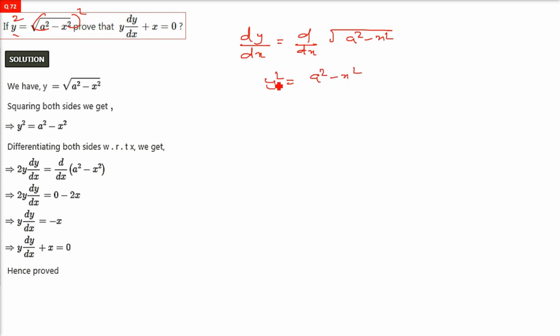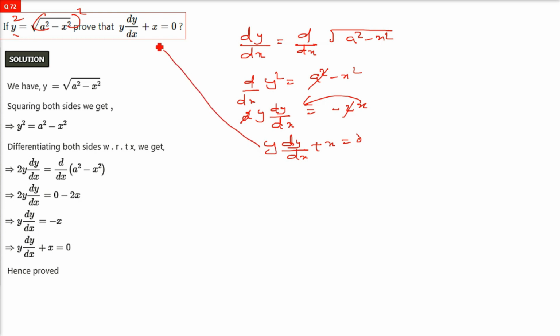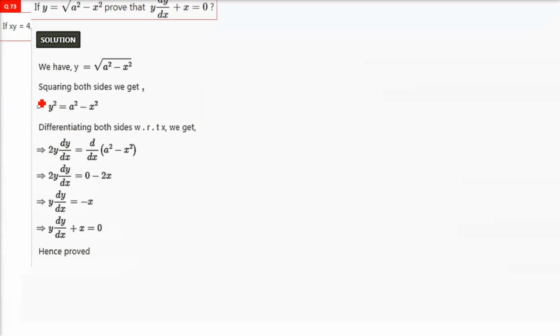Differentiating, y squared gives 2y times dy by dx, a squared gives 0, and this is going to be minus 2x. The 2 gets cancelled. Bringing x to the left hand side, y dy by dx plus x is equal to 0. This is your final answer. You have to write it like this: squaring both sides, differentiating with respect to x. All this you have to write.